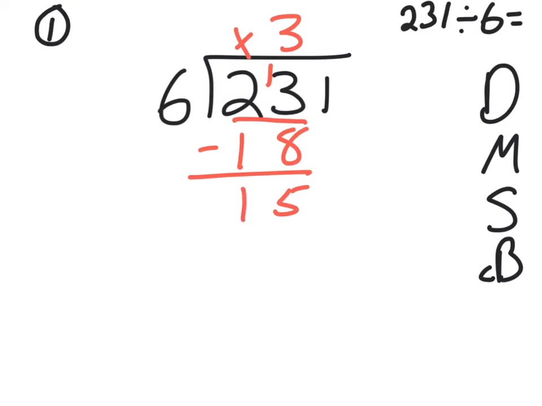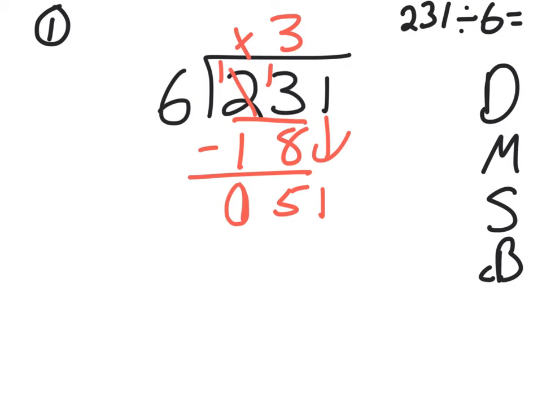Oops, you can see here. I borrowed, but I forgot to borrow from there. So this is actually going to be a 0. All right, now my check. 5 is less than 6. So I can bring down the 1. New number is 51. 6 goes into 51 how many times?